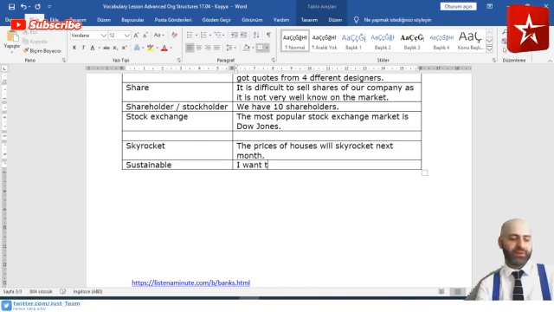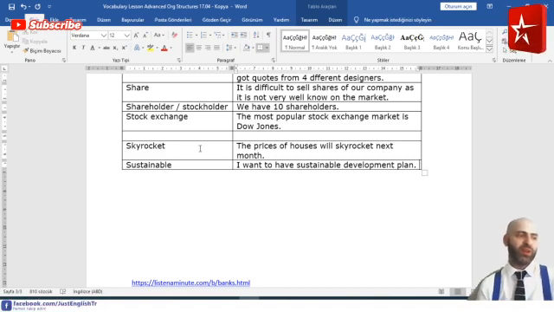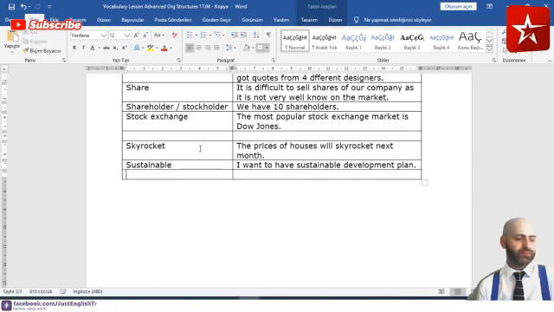I want to have a sustainable development plan. So I'm not thinking only for next week or next month, but I'm thinking in a long period of time. So I want to make something which can give me development in long-term effect.